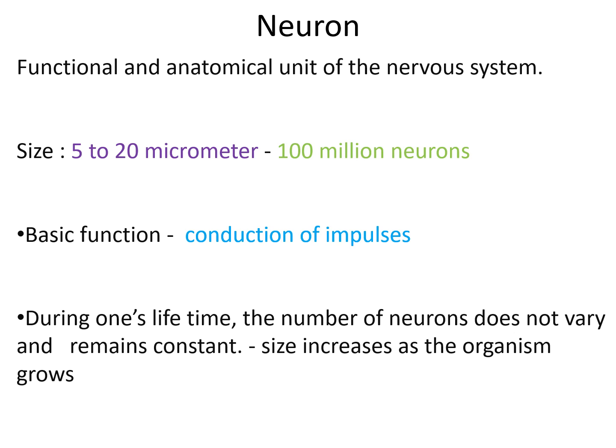There are around 100 million neurons in the central nervous system, and the size is around 5 to 20 micrometers. The basic function is conduction of impulses from the periphery to the center or from the center to the periphery. During one's lifetime, the number of neurons does not vary and remains constant. Size increases as the organism grows.